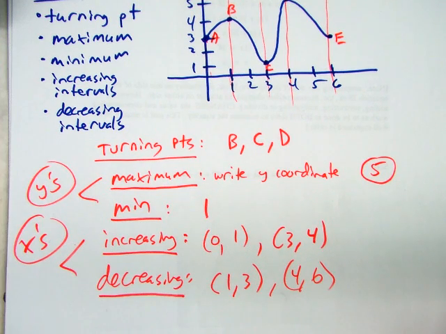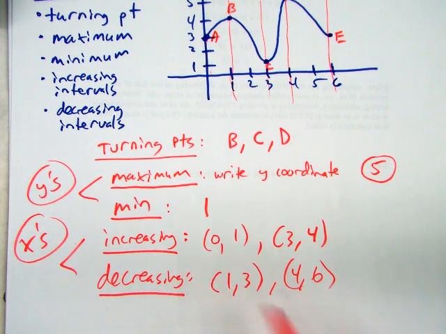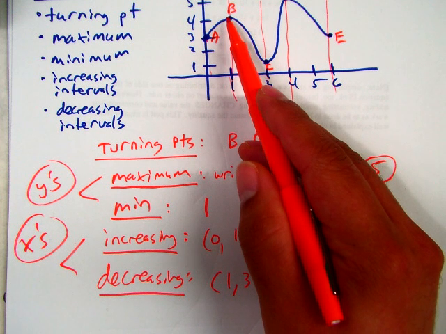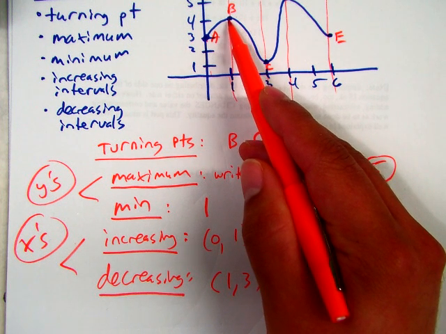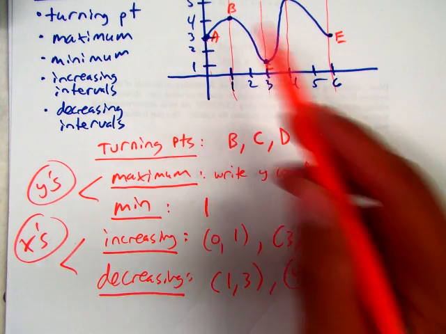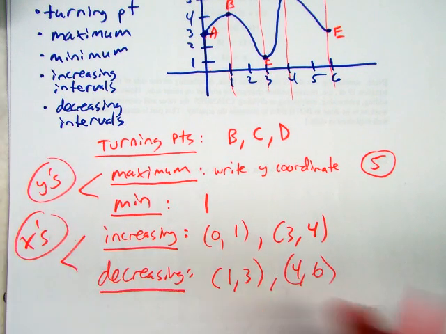I use parentheses. Some books use brackets, but here's my philosophy. B is a turning point, right? So I argue that at B, you're not increasing or decreasing. You're at the top, right? It's right after that that it starts to go down or starts to go up. Okay. Any questions on the vocab? All right.